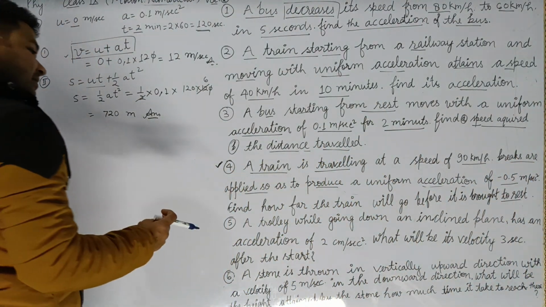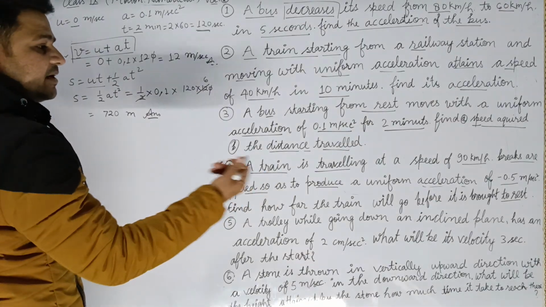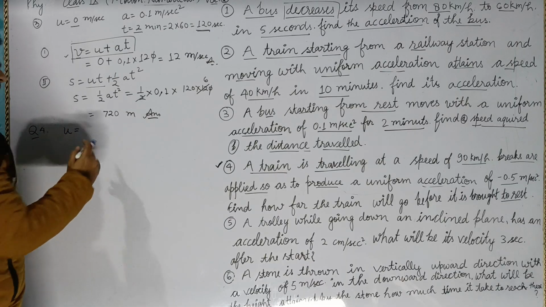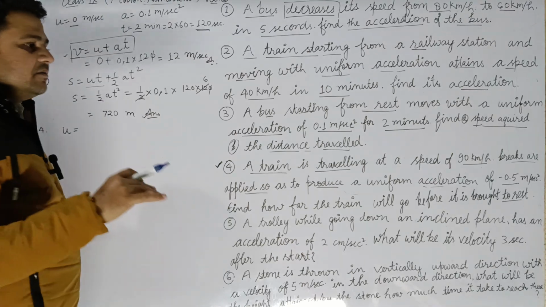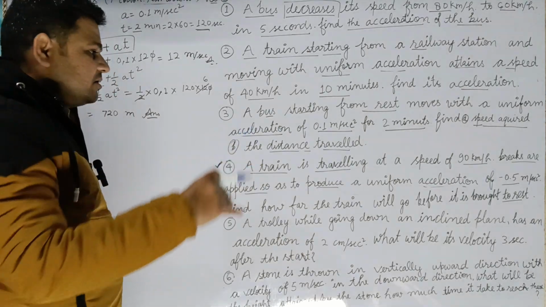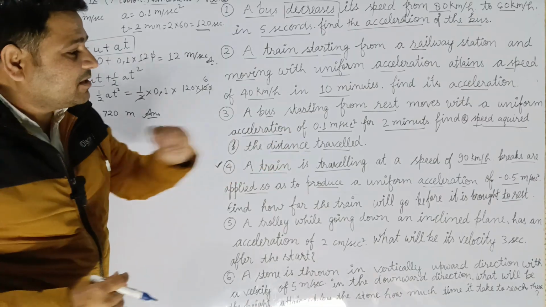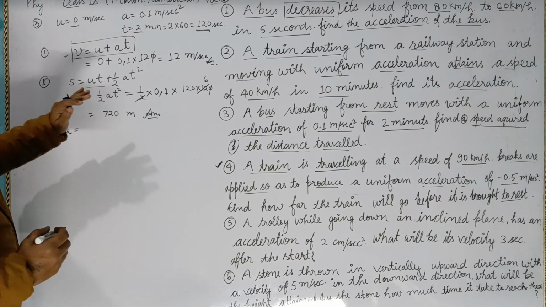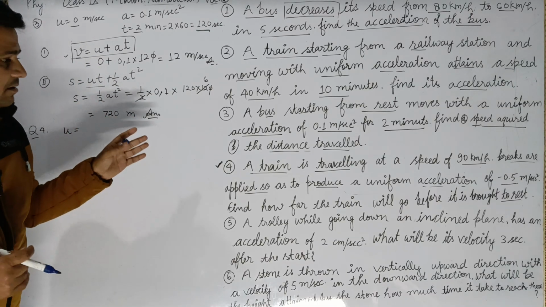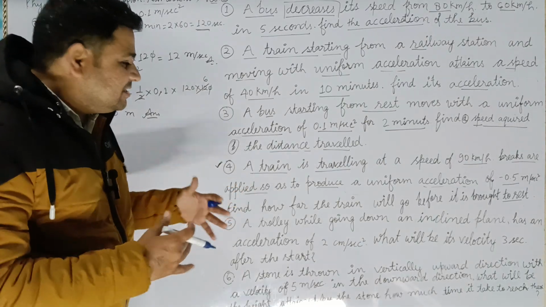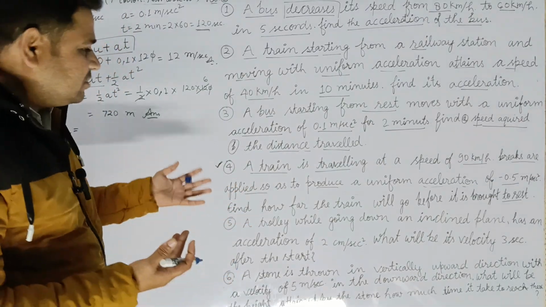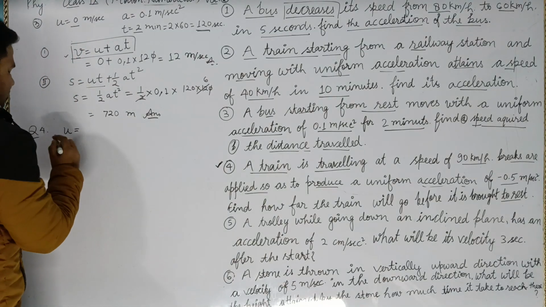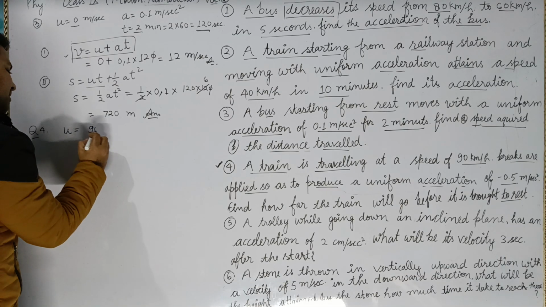The given values: the train is traveling at a speed of 90 km per hour. Initial velocity is given because the train is in motion, so initial velocity is 90 km per hour. In the above questions, the initial velocity was 0, but here the situation is different and opposite. So we take u equal to 90 km per hour.